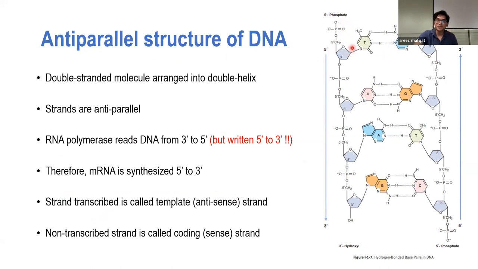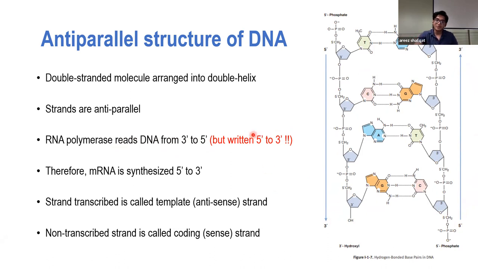As you know, DNA is a double-stranded molecule arranged into a double helix. Here's the 5' end of DNA with a phosphate group attached to the 5-carbon, and at the end you have the 3' end, the hydroxyl end. The other strand is anti-parallel, so it's the opposite: 3' up and then 5' below. Why I'm telling you this again is because Dr. Aljada likes to ask about it, and I've seen this in quite a few exams. You should know that RNA polymerase, the enzyme that mediates transcription, reads DNA from the 3' end to the 5' end. So mRNA, because it's anti-parallel, is synthesized 5' to 3'.